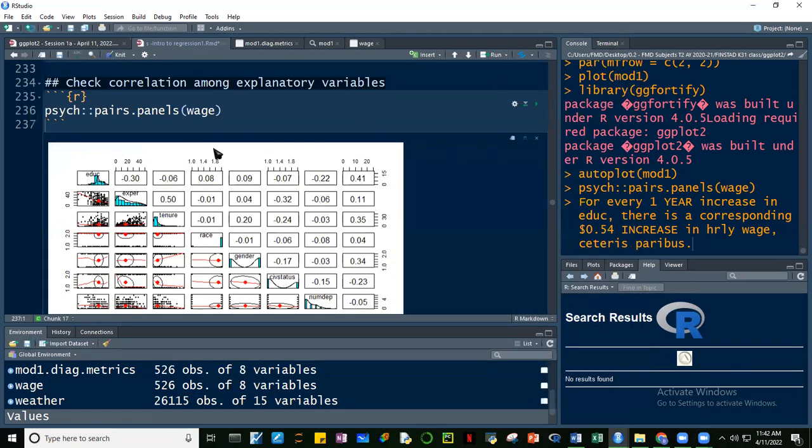Itong plot na to guys, which we use in pairs.panels. So this is one of the best for me. May iba pa, may core plot pa na iba, pero sa akin maganda tong from the psych package yung pairs.panels function in order to establish the linear relationship between your variables, whether it be your independent variables or your dependent variable. And let me pause for a while.